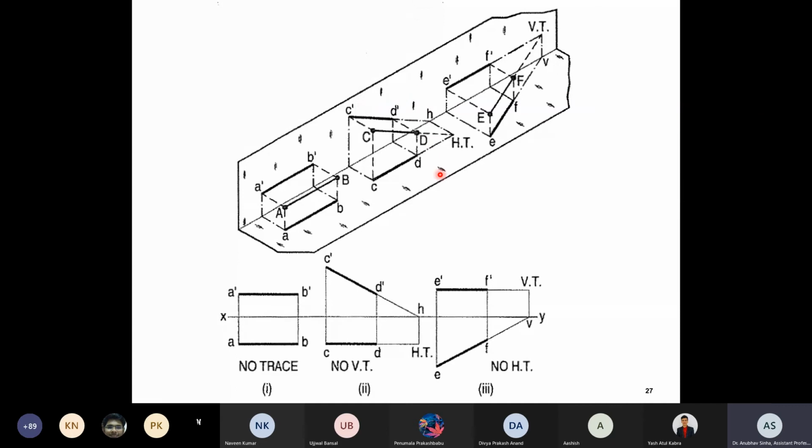So these are the two planes and there are different lines shown in different configuration. So let us say line AB. Okay, so line AB is, as you can see, parallel to both vertical as well as horizontal plane. So it will not have any trace. If you see the projector, it is parallel to both. Now if this line is intersecting the horizontal plane, if you extend it, it will intersect, right? But it will never intersect the vertical plane because it is parallel to the vertical plane. So it will have a horizontal trace, but it will not have a vertical trace.